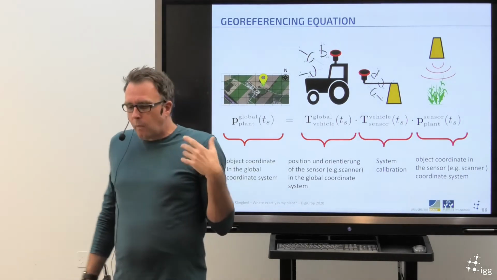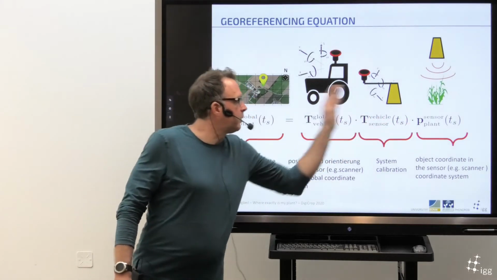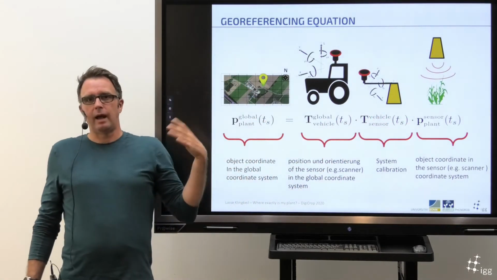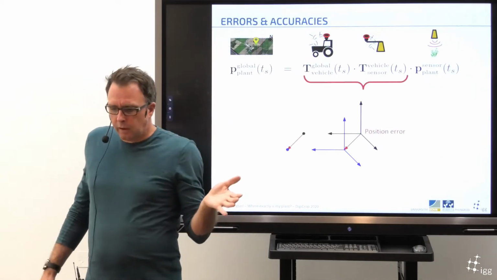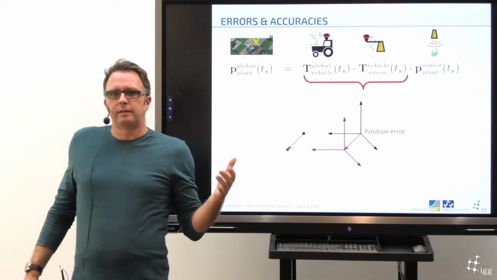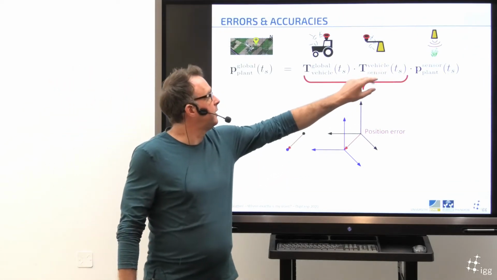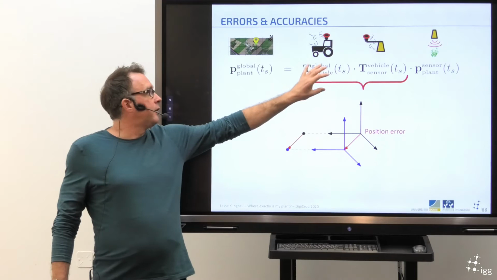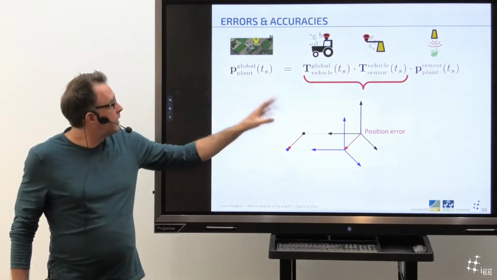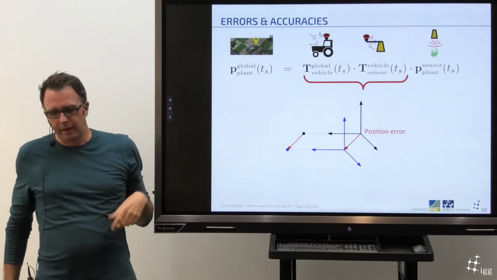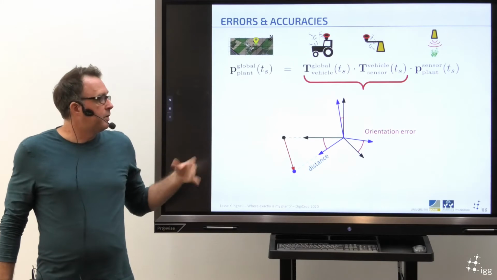And one question is, what accuracies do we need on the way from here to here for the different aspects to get a centimeter accuracy here? So let's have a look. First thing is, if we have a position uncertainty, which is somewhere here in the system calibration or in the vehicle trajectory estimation, then this directly translates to a position error in the result.